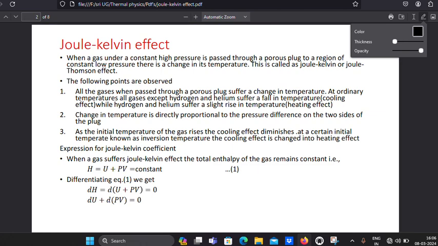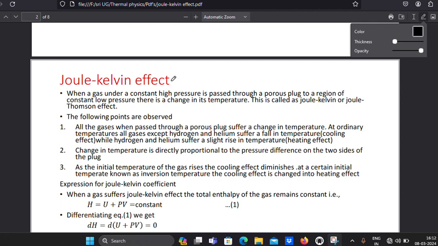Okay friends, this is a very important topic. Today's topic is the Joule Kelvin effect. Okay, what is the Joule Kelvin effect?